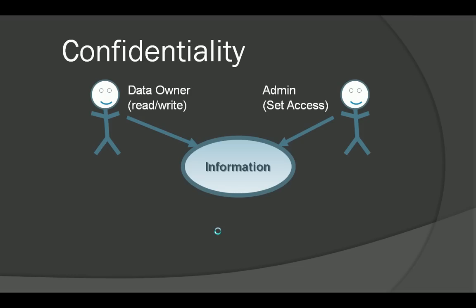So we can have a data owner, which is someone who's allowed to both read and write that data. So in other words, they can make modifications. They can create the data, modify the data, read the data, obviously. So they have free reign over that data.